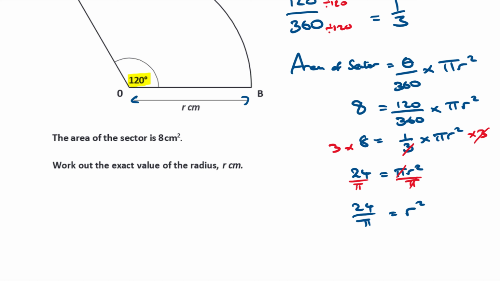Now to get r by itself then, we're going to need to take roots of both sides, aren't we? Because the square root of r squared is going to give me r. So that's going to leave me r on the right side there. And that's equal to 24 over pi, all rooted. Okay, that's all I can do really. I can't evaluate it more than that without a calculator, but we wanted the exact value. That's the exact value as best as I can work out without a calculator. So r equals 24 over pi, all square rooted.